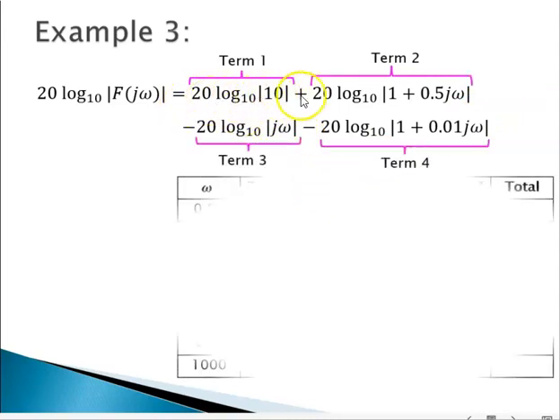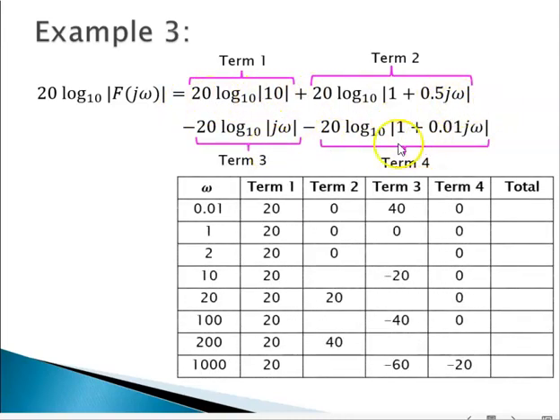In the logarithm, sum of the logarithms, and coefficient of the terms becomes subtraction from one another. That is why these two have plus sign and these two have negative sign, because they correspond to the terms in the denominator. So what we'll do is we'll build a table for different values of frequencies and list what is the contribution of term 1, term 2, term 3, term 4 and sum them up in the total here.